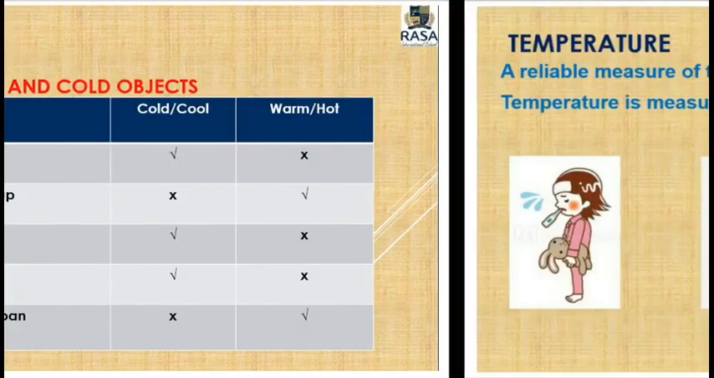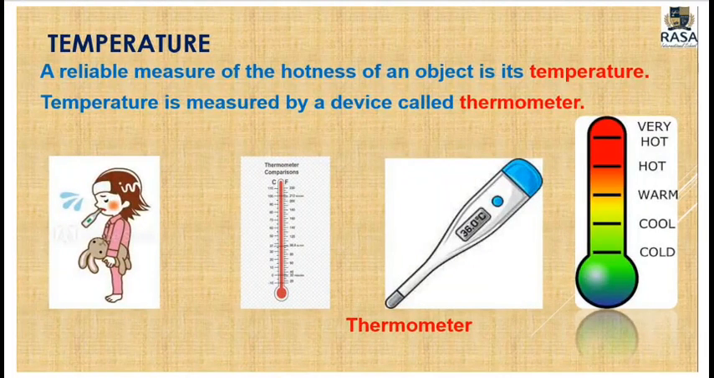Okay. So, we come to the solution where we can measure the heat energy. A reliable measure of hotness of an object is temperature. So, temperature is the measurement of the heat of the body. Now, how is the temperature measured? Temperature is measured by a device called a thermometer. So, we can measure the temperature with the help of a thermometer.